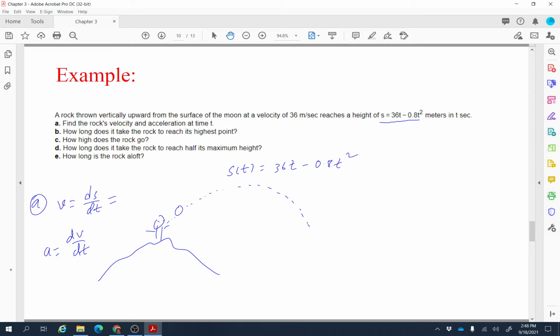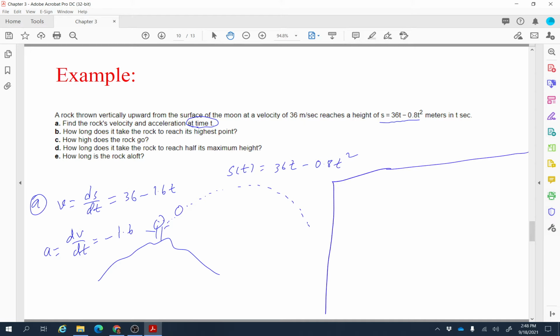So for the first part, the derivative is 36. For the second part, by using the power rule, it would be 1.6t. So that's the velocity. Acceleration is the derivative of this function. The derivative of 36 is 0. The derivative of 1.6t is 1.6. So this is the velocity and this is the acceleration. If you want to find the value of the velocity and acceleration at some point, just replace the time by that particular time. So that's your part A.